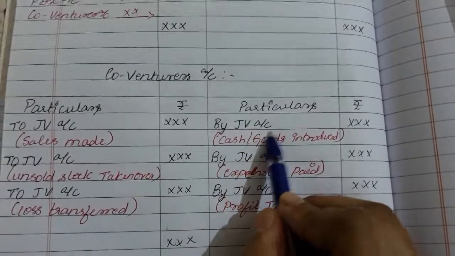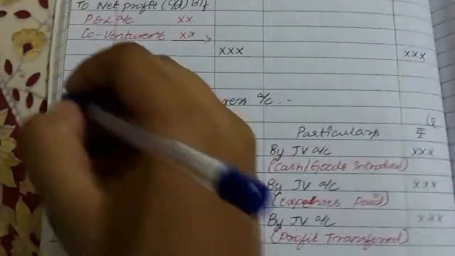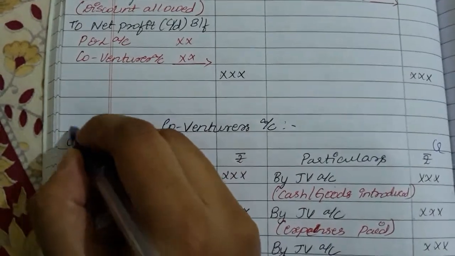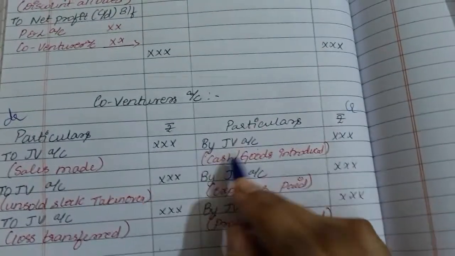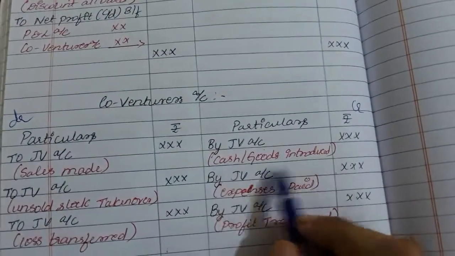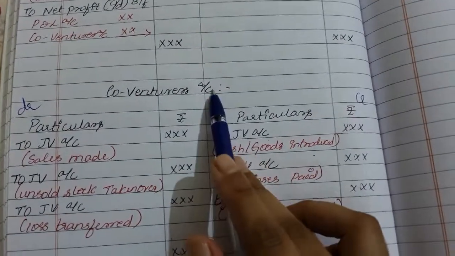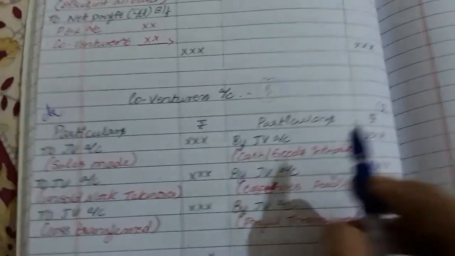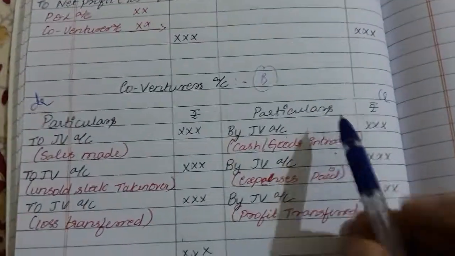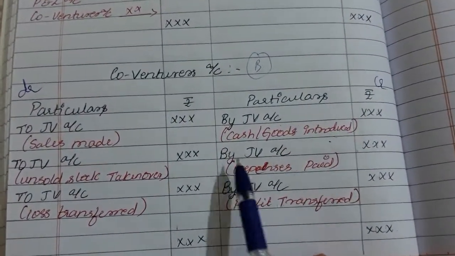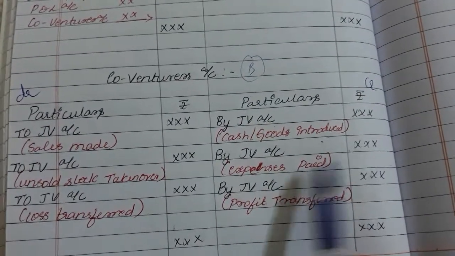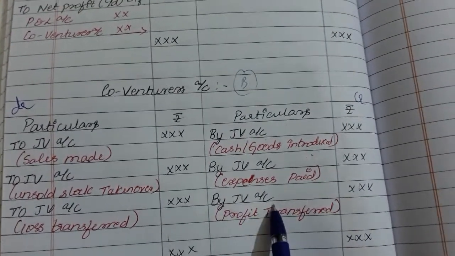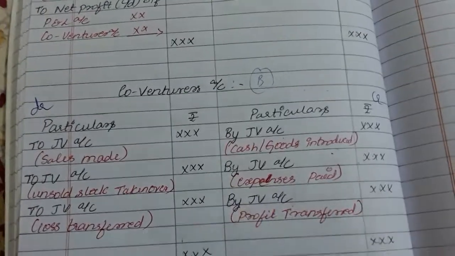So by joint venture account on the credit side, see, debit, credit, you need to remember to write this. So by joint venture account, cash or goods introduced. If it is for B's account, for example, if B has introduced any goods, we need to record. If B has paid any expenses, then by joint venture account expenses paid by B, by joint venture account profit transferred to B, right.